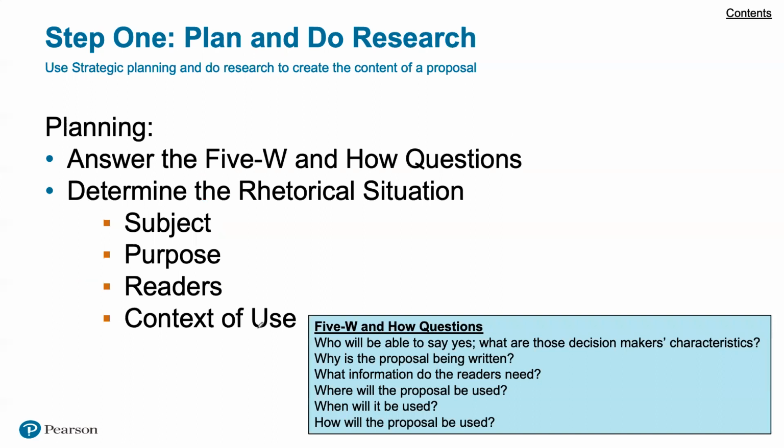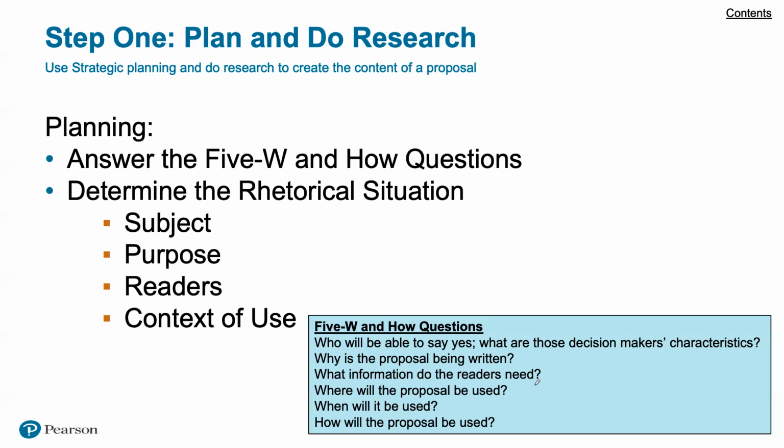For the planning, as is typical, you'll notice that these 5 W's and how questions are slightly different. So let's talk about that first. For planning and doing research for proposals: who will be able to say yes? And what are those decision makers' characteristics? Once again, you need to know who the audience is, and that's the nuance here for this genre of writing. Why is a proposal being written? Why do the customers need that? And why are you the best company to be providing that?